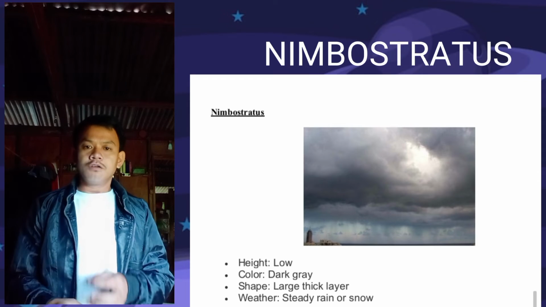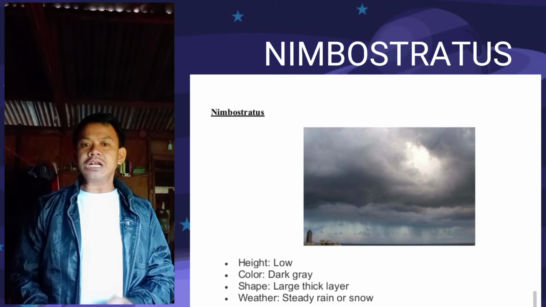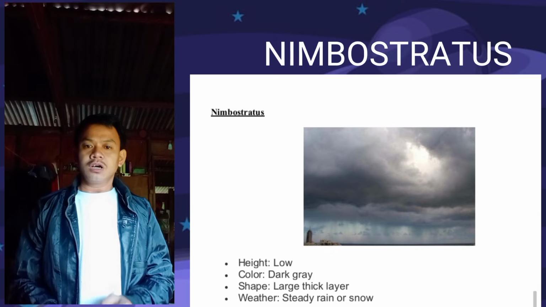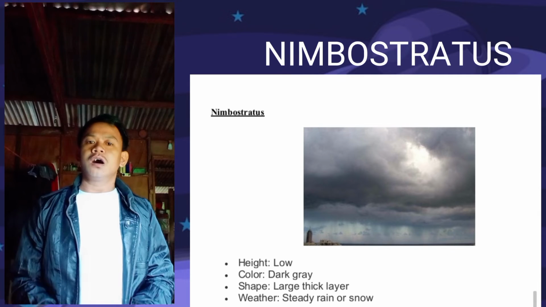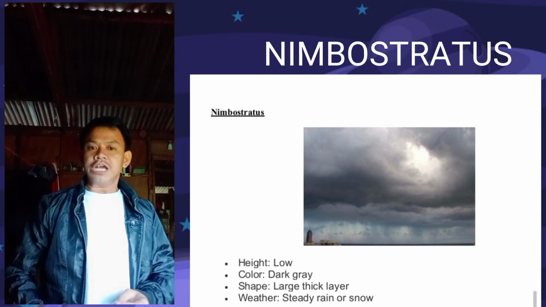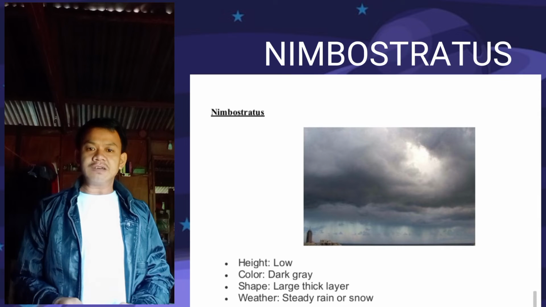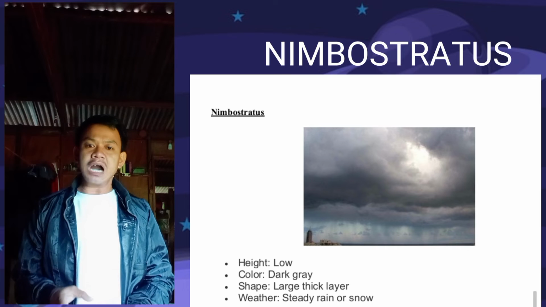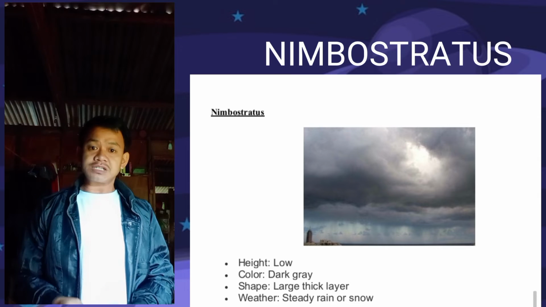So let's proceed to number eight. The nimbostratus clouds form a thick, dark layer across the sky. They are often thick enough to blot out the sun, like cumulonimbus clouds. They are associated with heavy precipitation, but unlike cumulonimbus, you can't pick out individual nimbostratus clouds.